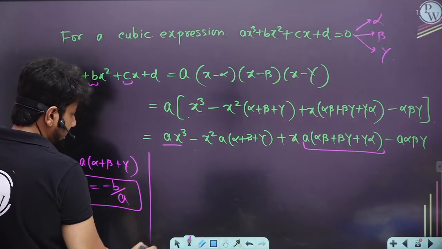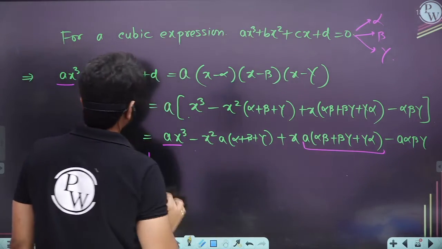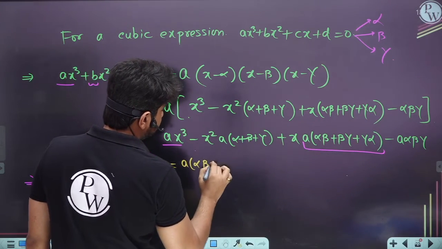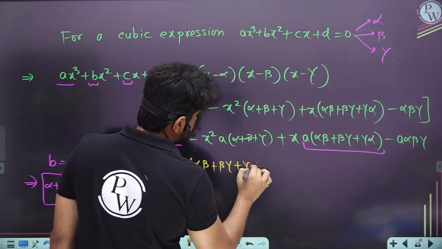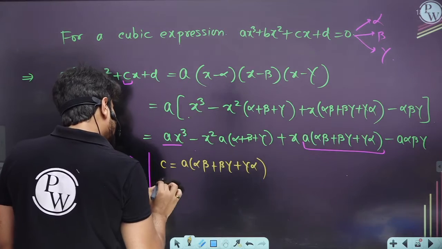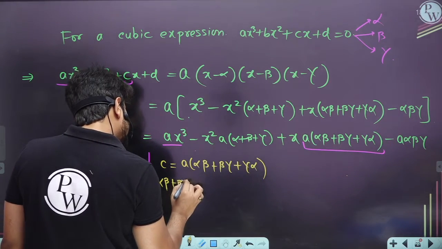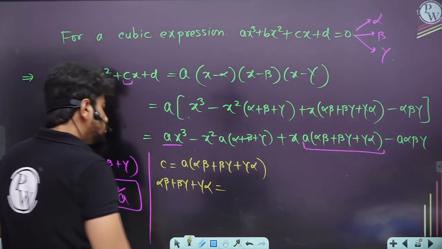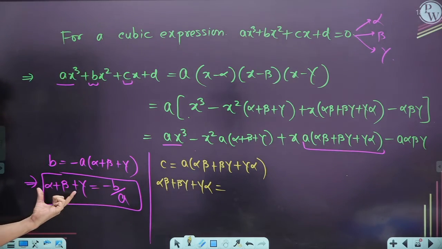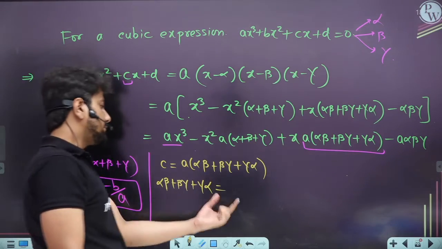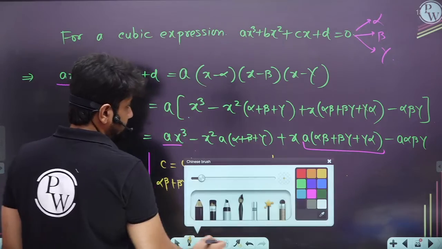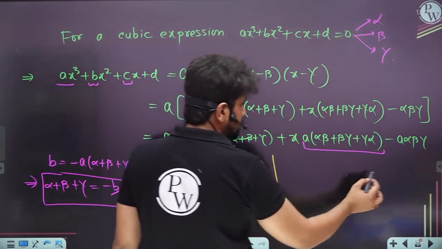If I compare the coefficient of x, here the coefficient of x is c. If I compare these two, what do I get? I get c is equal to a times (alpha beta plus beta gamma plus gamma alpha). So I can say that's sum of the roots taken two at a time. Alpha beta plus beta gamma plus gamma alpha is known as sum of the roots taken two at a time. This is sum of the roots taken one at a time. So sum of the roots taken two at a time is c by a.